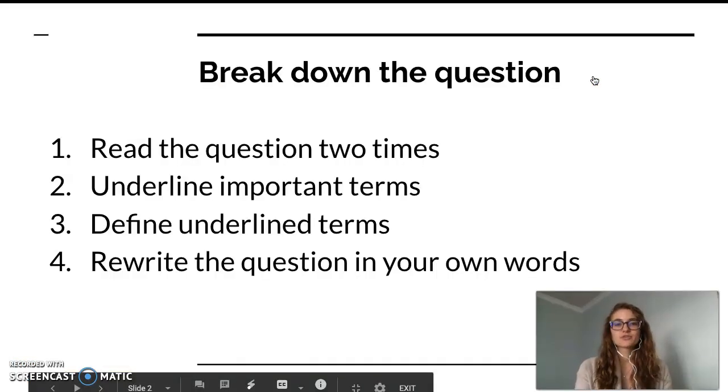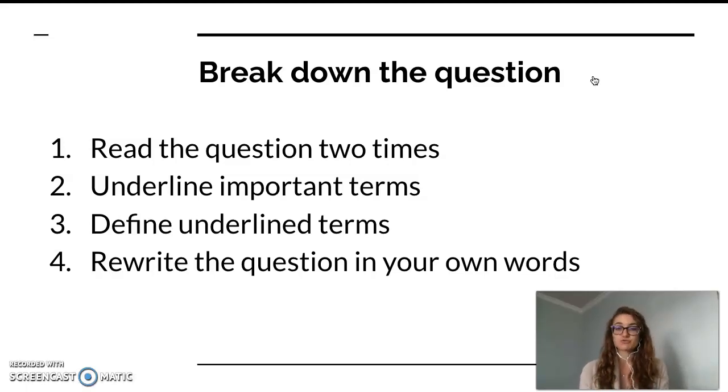Okay, so the first thing that we do when we're talking about these types of questions, and this is the process that we will use repeatedly throughout the class, is breaking down the question. So you read the question 2 times, you underline the important terms within the question, you define those underlined terms or figure out a synonym or a different way to say that word, and then you rewrite the question in your own words. The purpose of this is because it helps us to really understand what the question is asking us before we get into the lesson, so that we can really get our brains tuned in to what we are trying to learn in the lesson.